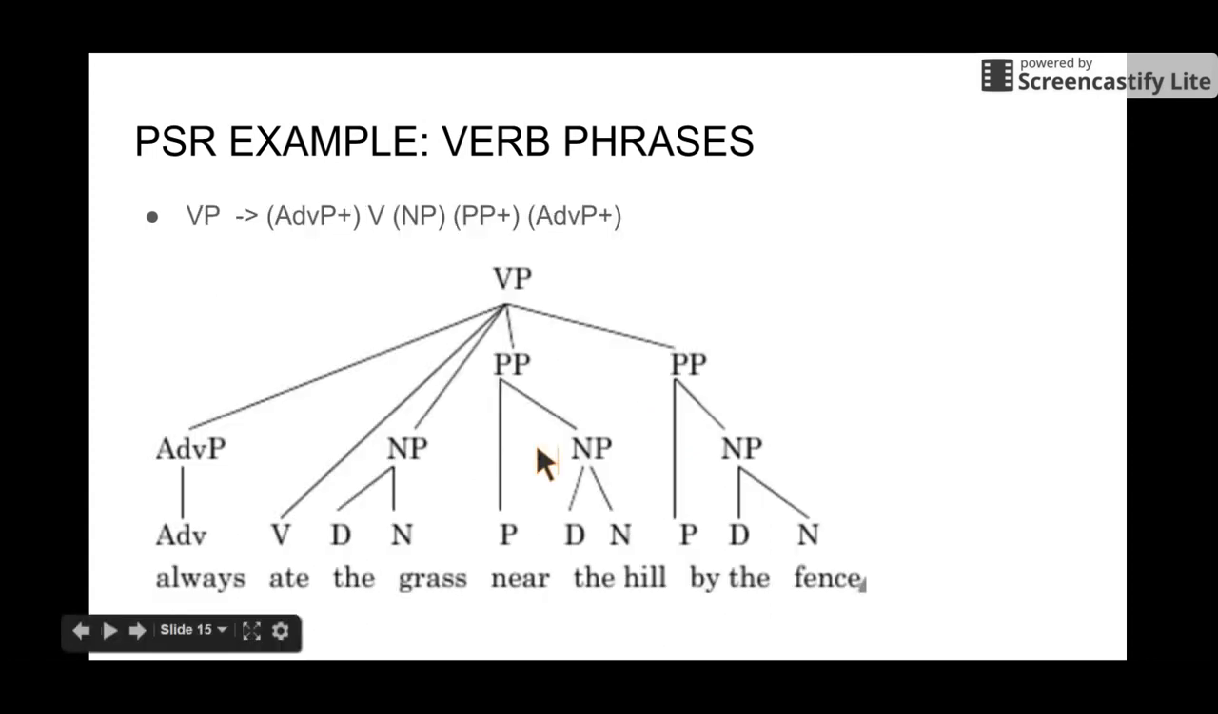Okay, so in the tree structure, we'll have something like this. We'll have two prepositional phrases, near the heel by the fence, inside a VP, and then we can have an adverb phrase preceding the VP, the V head. Okay, always ate the grass near the heel by the fence. And also there could be an optional NP following the head verb, the grass.